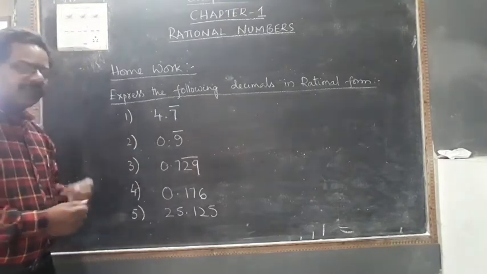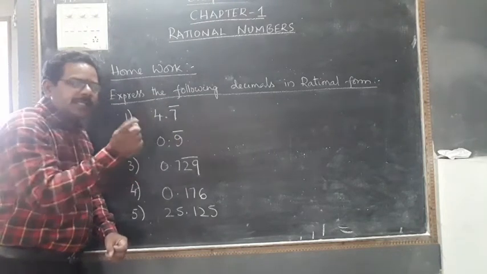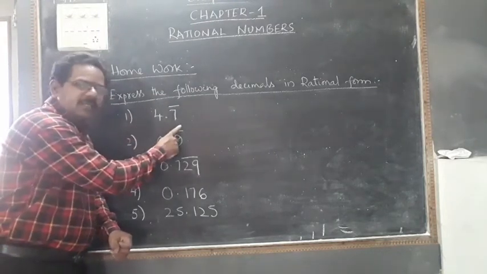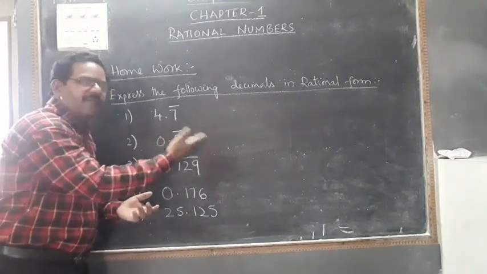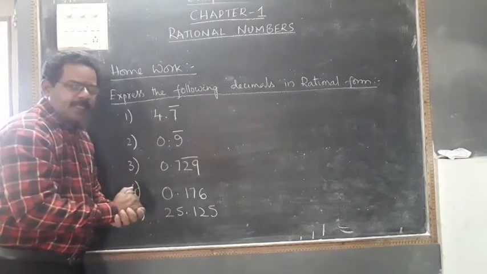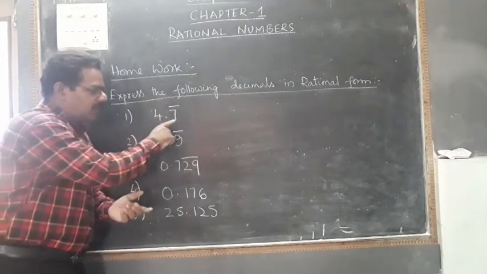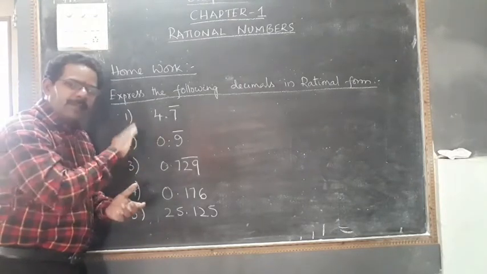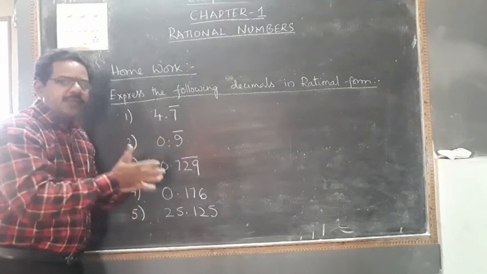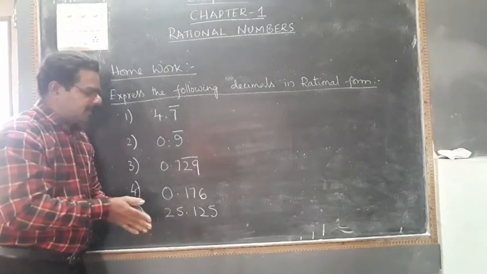Okay, see the first one. First one is 4.7 bar. You can say which type of decimal this is. This is a non-terminating repeating decimal. This can be converted into rational form. That means you have to take x is equal to 4.777 like that. Only one digit is repeating, so periodicity is equal to 1. You have to multiply both sides with 10 and you can get the answer. Okay, it will be in the form of P by Q.